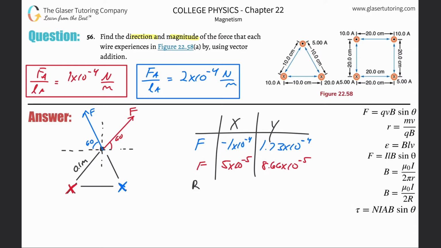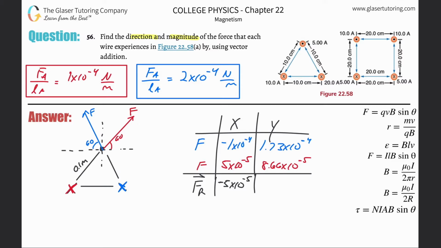Well, you simply got to add them all together, right? So the resultant force here, you're just going to literally add them together. Obviously, if one's negative and one's positive, it's really a subtraction, but you get the idea here, right? So negative 1 times 10 to the minus 4th plus then 5 times 10 to the minus 5th. And we get negative 5 times 10 to the minus 5th.